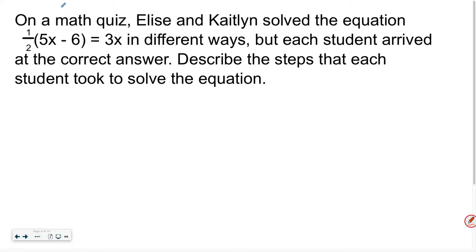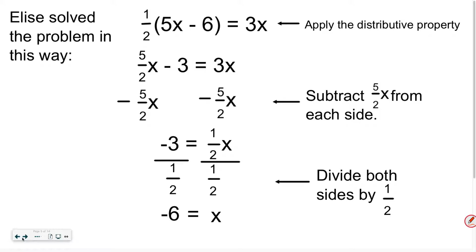Gustavo, go ahead. I would multiply what I have by 5x. Okay, so you would distribute. Okay, good. That's one of your options here. So Elise solved it this way. So Elise did exactly what Gustavo mentioned. She distributed, and she had 5 halves x, because 1 half times 5x, minus 3. 1 half times negative 6 is negative 3, equals 3x.